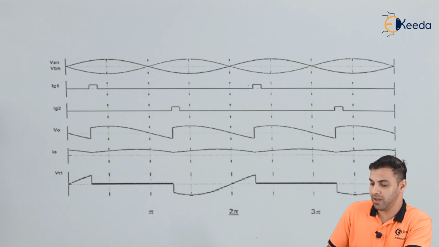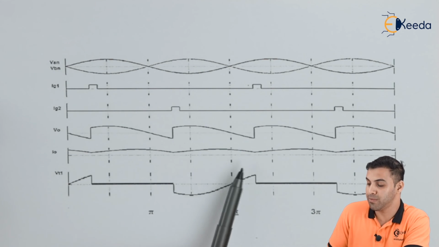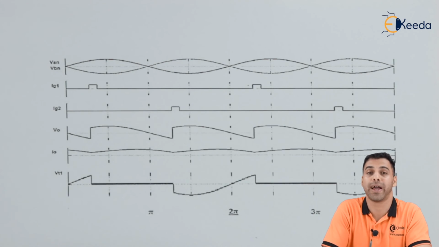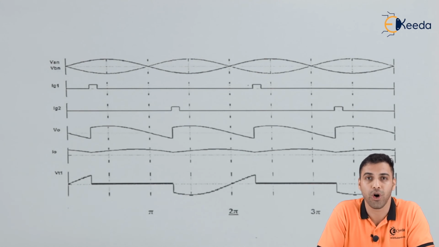So friends, here if you can see, I naught is in continuous conduction mode. That means there is no time when either of the thyristors T1 or T2 is off. That means T1 and T2 both are working at a time. That means T1 or T2 or T1 and T2 both are switched on in the entire operation. That's the reason the current is never going to zero.